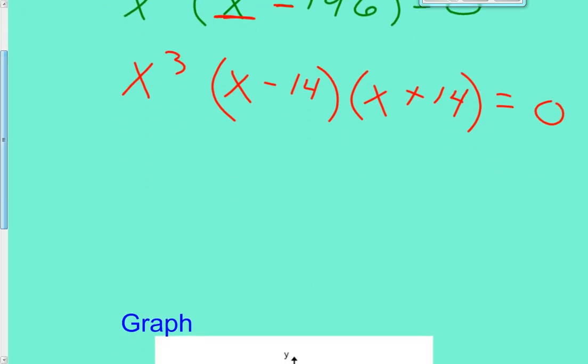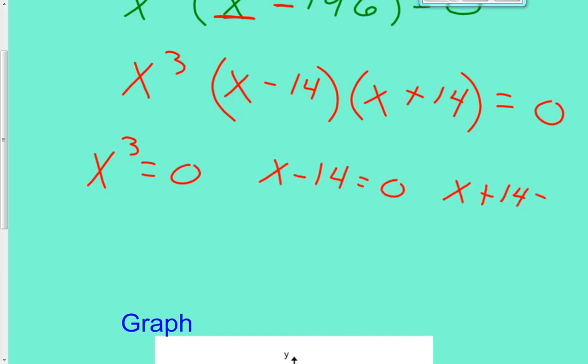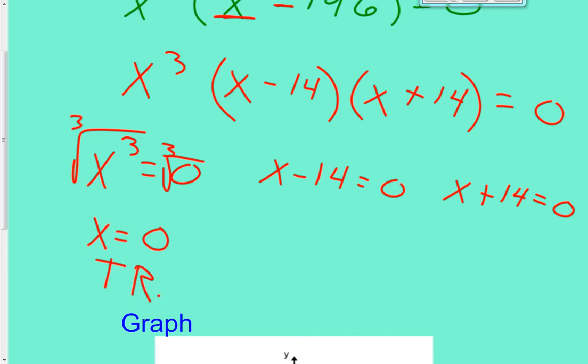So we have 3 factors. Let's set them equal to 0. X cubed equals 0, x minus 14 equals 0, and x plus 14 equals 0. Solving, cube root both sides, and we'd get x equals 0 triple root. Next one, x equals a positive 14, and x equals a negative 14.